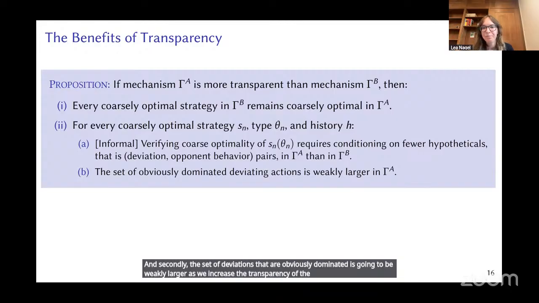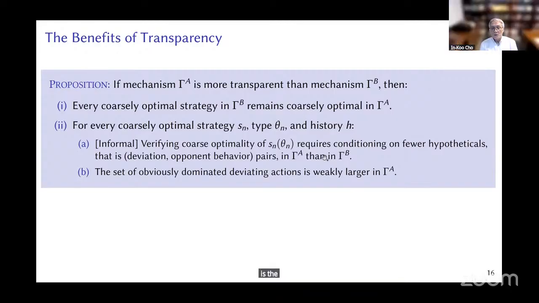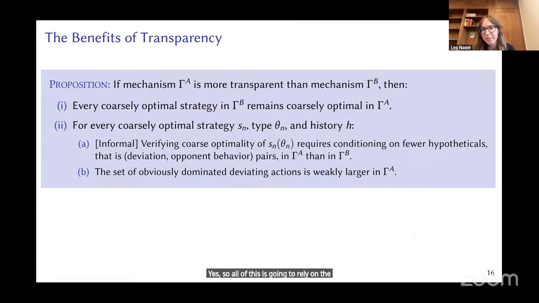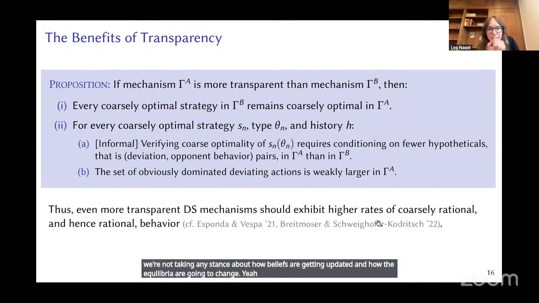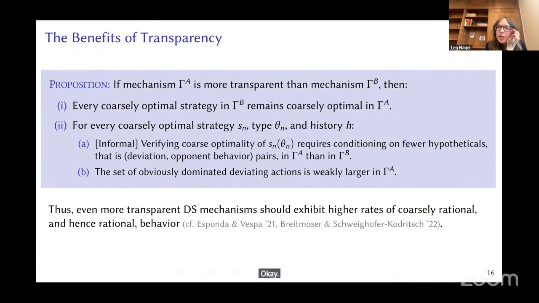Is the first result going to continue to hold when you replace ex post by interim? I think first you need the ex post. Yes, so all of this is going to rely on the ex post incentive compatibility. So we're not taking any stance about how beliefs are getting updated and how the equilibria are going to change.